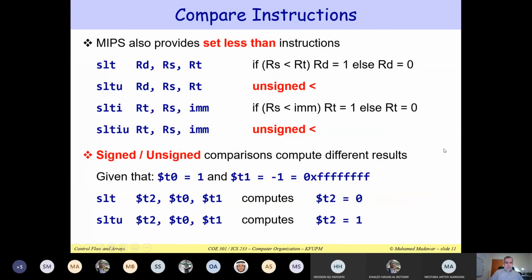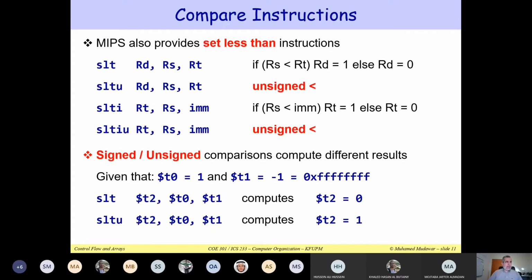So what we have seen so far, we have seen the branch and the jump instructions. But in addition to these instructions, we also have compare instructions. Compare instructions are ALU instructions. And they compute a result. The result of a compare instruction is either true or false. True is 1 and false is 0. And the result of a compare instruction is written into a destination register, which can be either RD or RT.